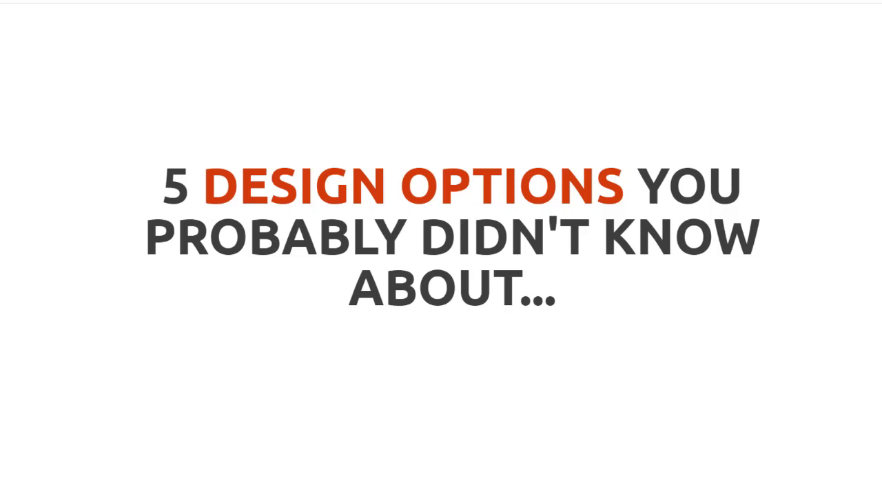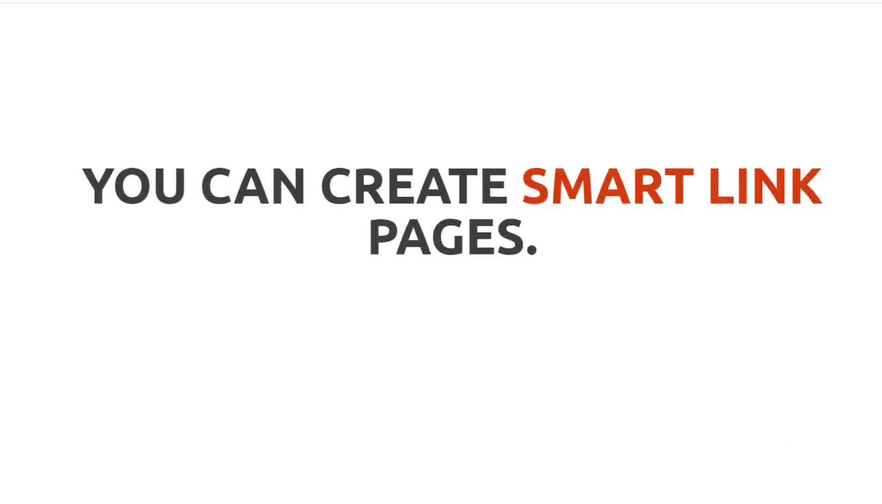Here are 5 design options you probably didn't know about in TunePipe. All right, so the first tip I've got for you is that you can create smart link pages in TunePipe very easily. There is a smart link template, but it's a little bit hidden and you may not have come across it. If you're not familiar with smart links, basically these are those intermediate pages that many musicians create that they can drive their traffic to and then link away to a bunch of different services, typically streaming services.